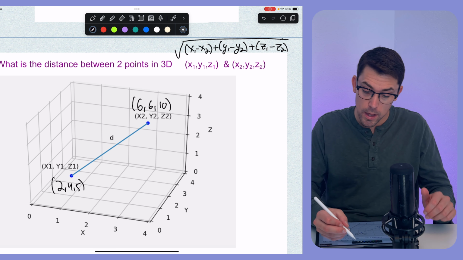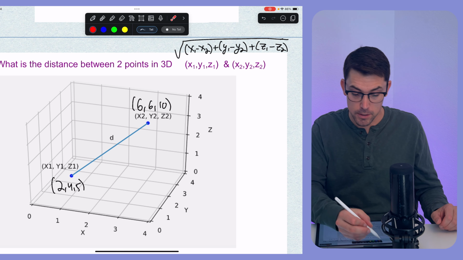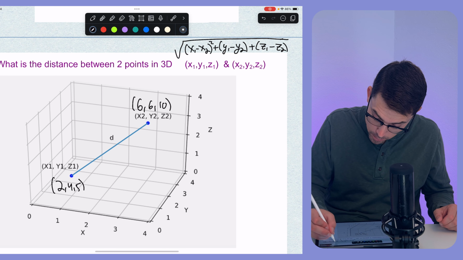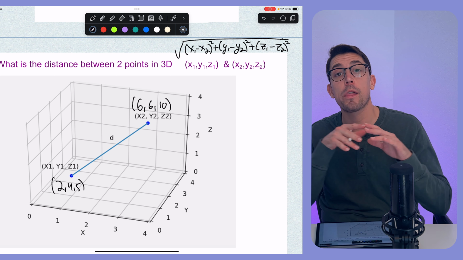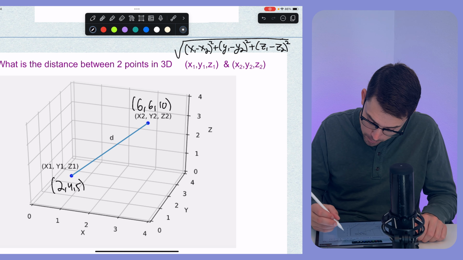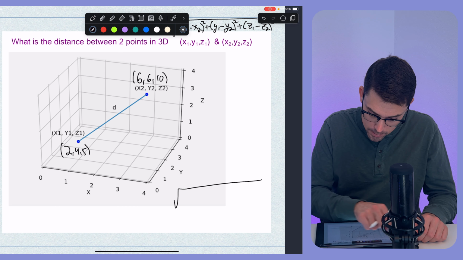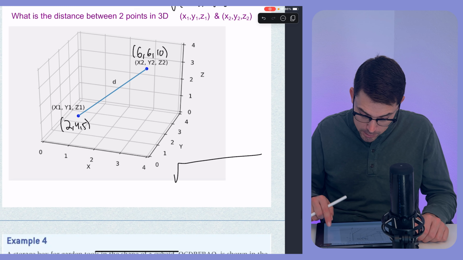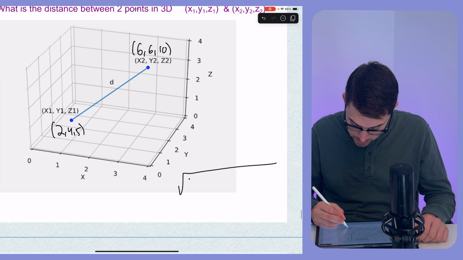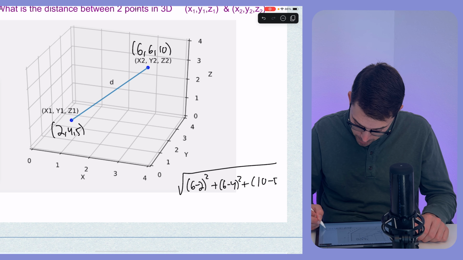So all we have to do is find the difference in between the x's, and then the y's, and then the z's, making sure that we're squaring each of those differences. In fact, I actually made a mistake here. We got to square all 3 of these. And then once we put that into our calculator, we'll get out an actual answer. So we can see the formula here. I'll take the square root of 6 minus 2 squared plus 6 minus 4 squared plus 10 minus 5 squared.